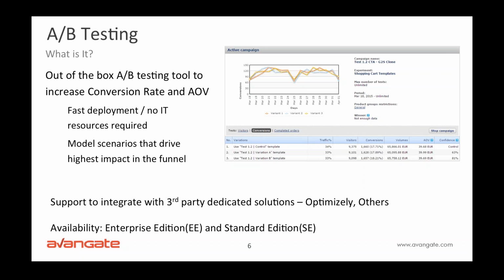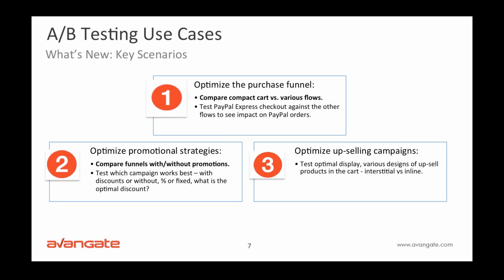Okay, so what are the use cases? Three things, right? If there's one thing I want you guys to walk away from this presentation is to remember that there's three big things that you can do on A/B testing right now with Avangate. Number one, we'll help you optimize the purchase funnel. Number two, we'll help you optimize promotional strategies, right? Test which campaign is actually working best with what discounts and so on and so forth. Number three, we help you optimize upselling campaigns, right? To figure out where is the optimal display that actually works with products in the cart.